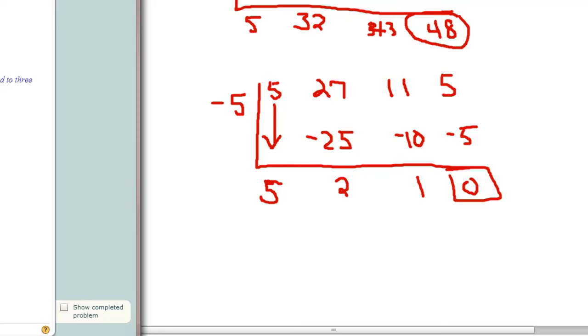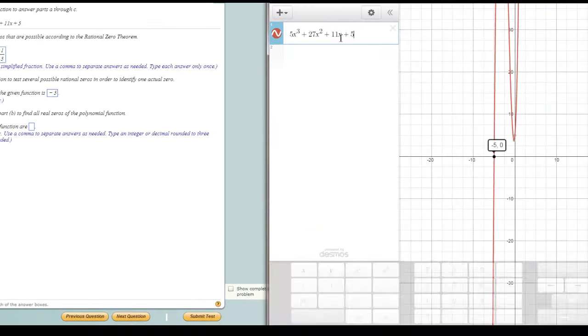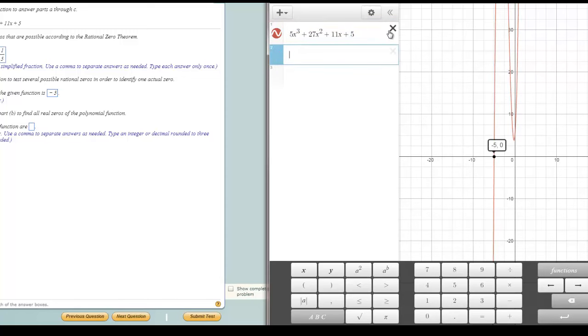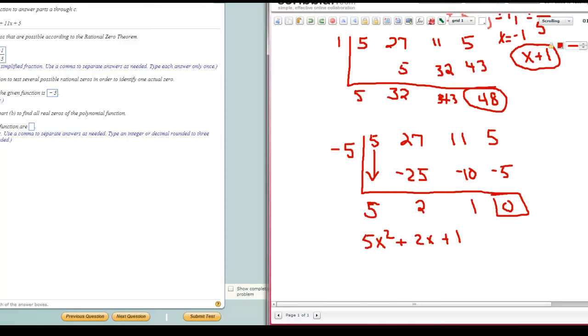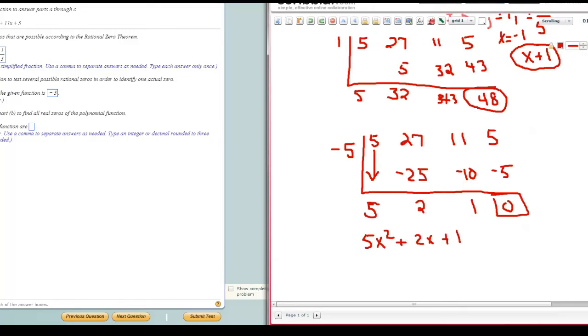So let's take a look here. This here ends up to be 5x squared plus 2x plus 1. And a quick test to see if this is factorable or has zeros, let's go to the graph. Let's see here, we have 5x squared plus 2x plus 1. So let's type that in. 5x squared plus 2x plus 1. All right, let's just make sure. Good to go.